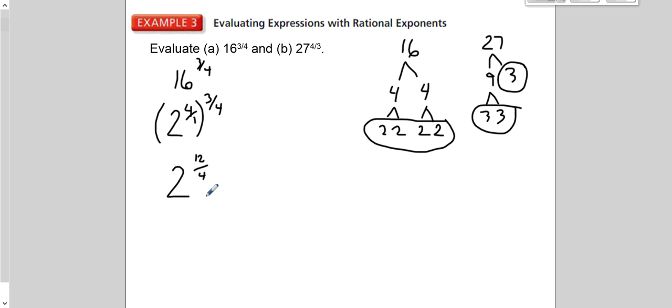But what is 12 divided by 4? 3. And then 2 cubed is 2 times 2 times 2. 2 times 2 is 4. Times another 2 is 8. And that's our final answer. Let's try this one, 27. Break it down.